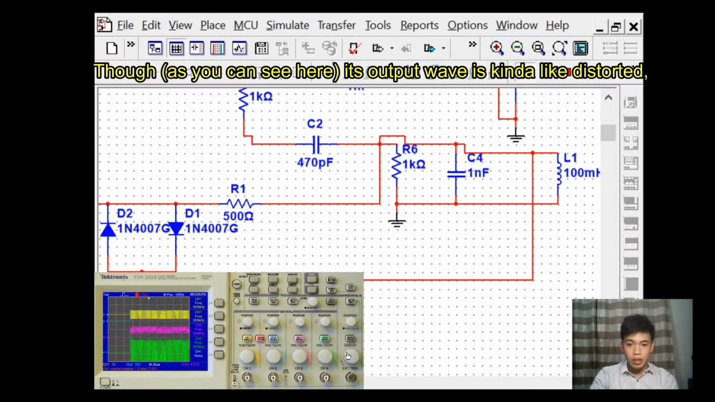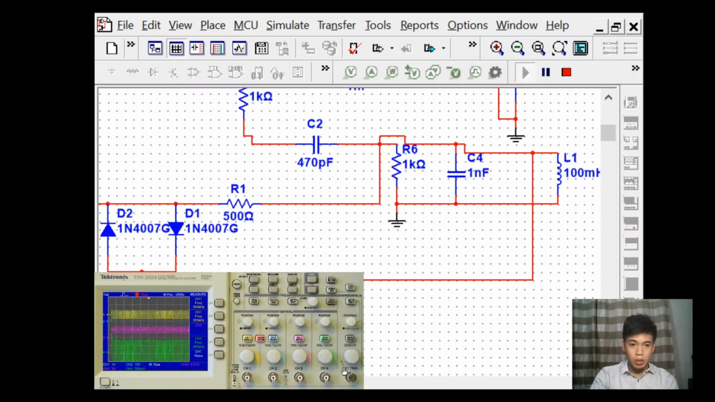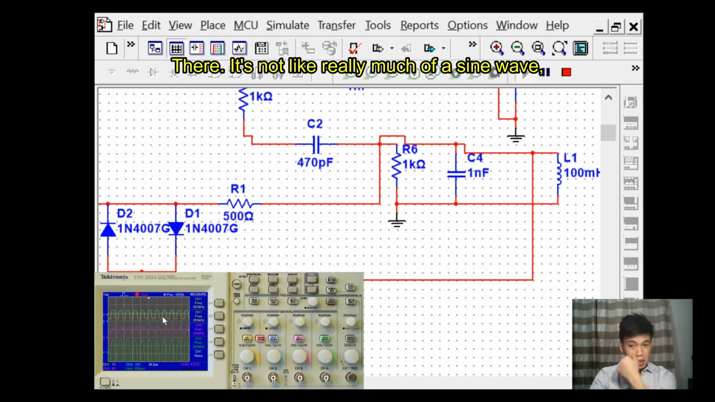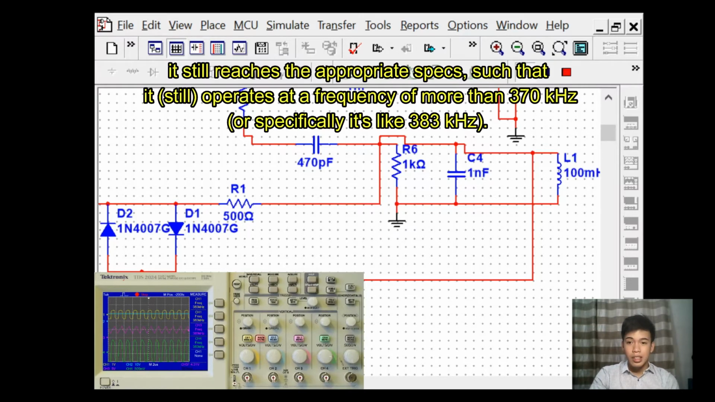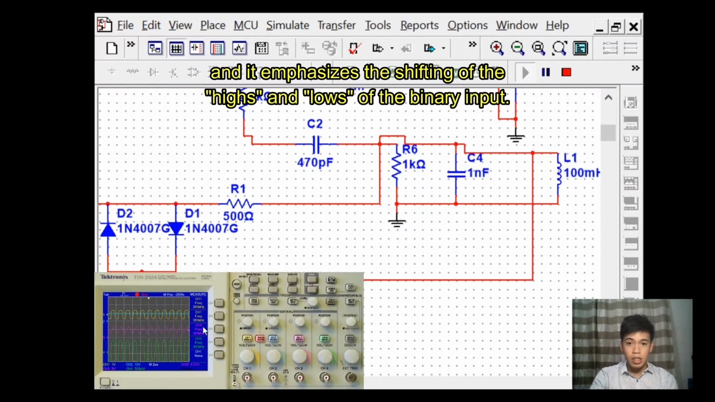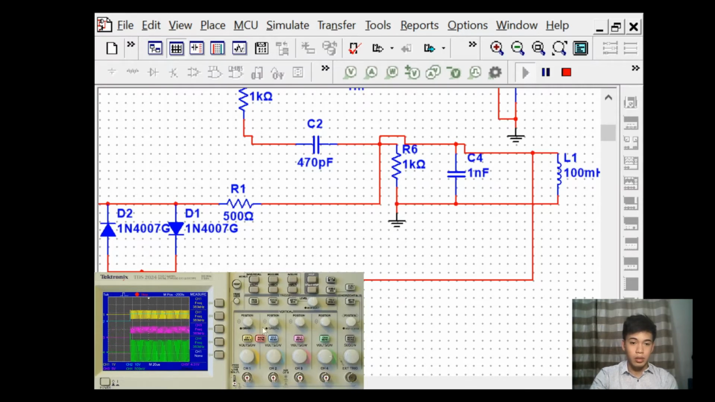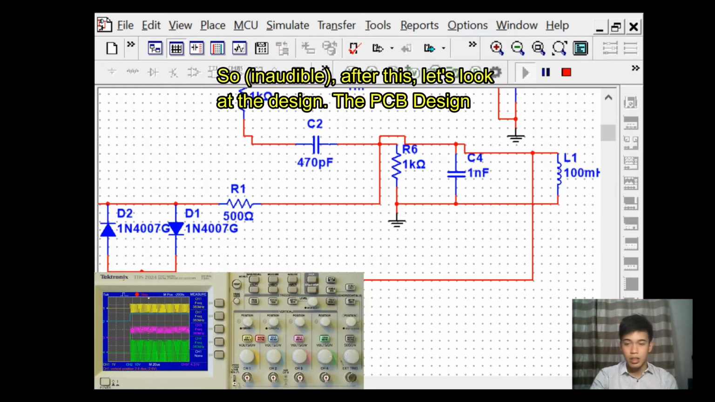Though, as you can see here, the output wave is kind of distorted. It's not really much of a sine wave. It still reaches the appropriate specs, such that it operates at a frequency of more than 370 kilohertz, or specifically 383 kilohertz, and it emphasizes the shifting of the highs and lows of the binary input. It fits in, right? After this, let's look at the PCB design.